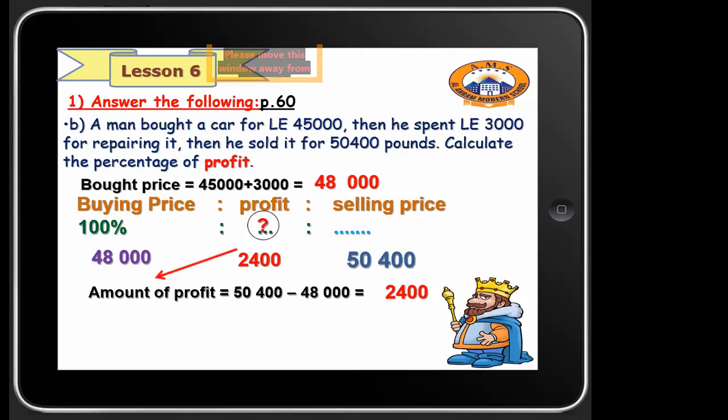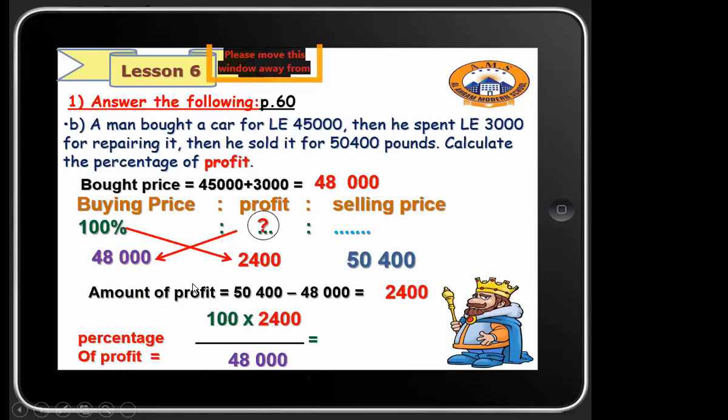So now I'm going to make cross multiplication to calculate the profit percentage here. So I have to multiply 2,400 by 100%, divided by 48,000. So the percentage of the profit is going to be 5%. I know this is difficult, and I told you that we have to make another 2 operations, calculating both the price and the amount of the profit, to be able to calculate the percentage of the profit. I'm sorry, my time is ending, but 5%.